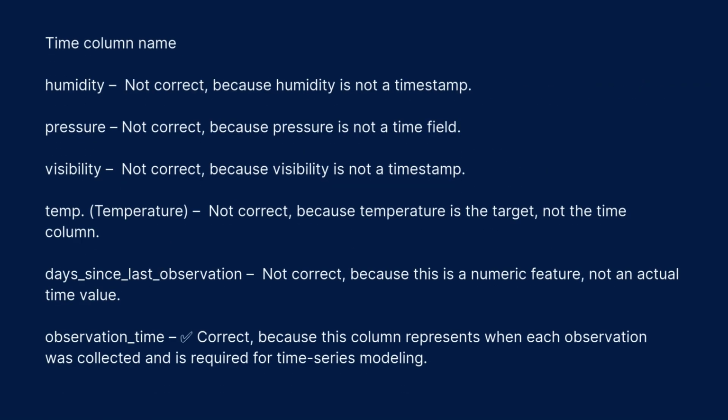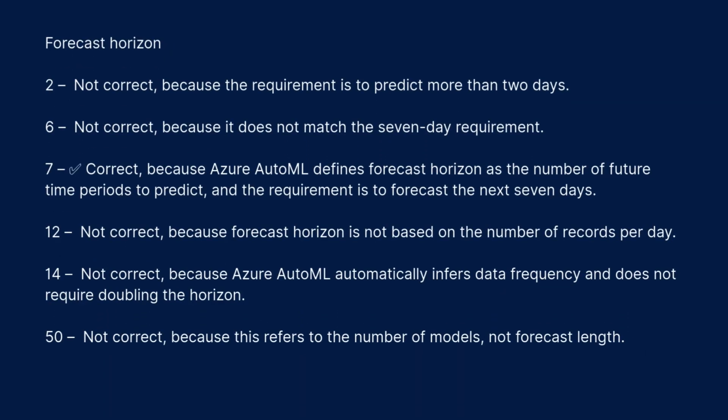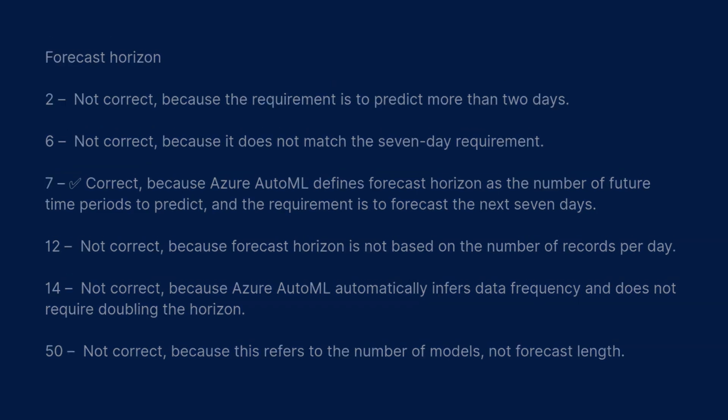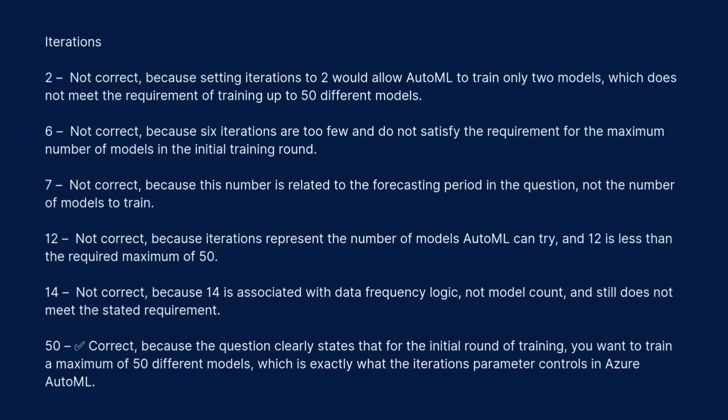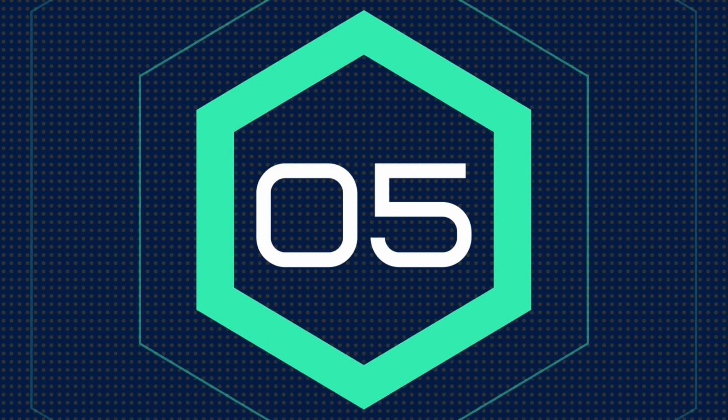The time column name should be observation time because this column represents when each observation is collected and is required for time series modeling. The forecast horizon should be 7 because AutoML defines forecast horizon as the number of future time periods to predict. The aim is to forecast the next 7 days. And for the iteration, this is correct because it is clearly stated that a maximum of 50 models should be trained in the initial AutoML run. Let's move on to the next question.